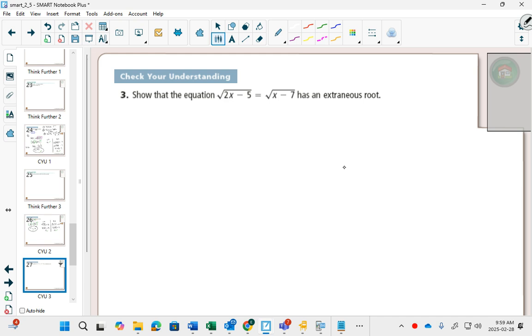So, do I have a square root all by itself in this question? I do. I actually have two of them all by themselves, one on one side, one on the other side. So I can start by saying they're already isolated. Let's square both sides. If I square this side, I'm just going to get 2x minus 5. The squaring will get rid of the square root. And if I square this side, I'm going to get x minus 7.